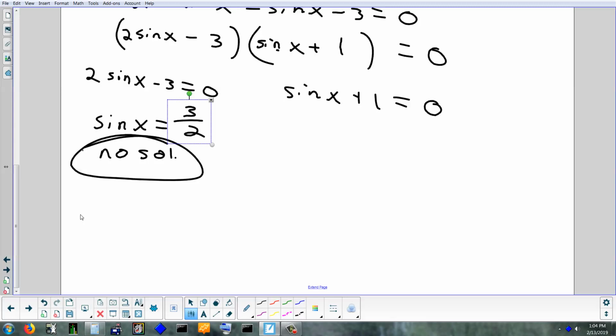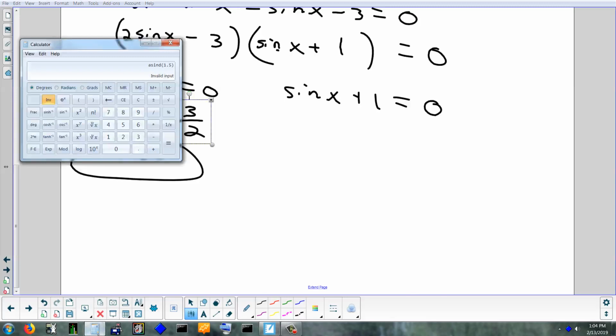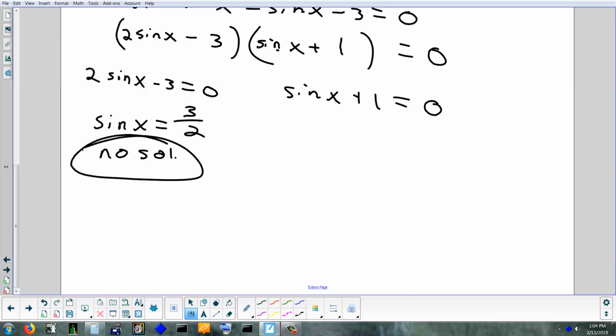All right? And even if you didn't know that, you just type it in on the calculator and it's going to tell you error or domain error is what the graphing calculator would say. All right? If you're using a regular calculator, I think it would also say domain error. All right.